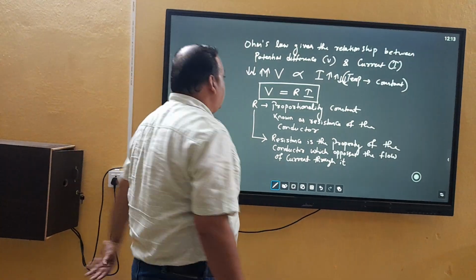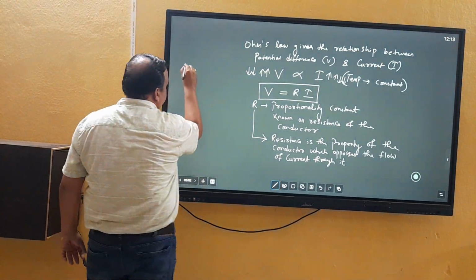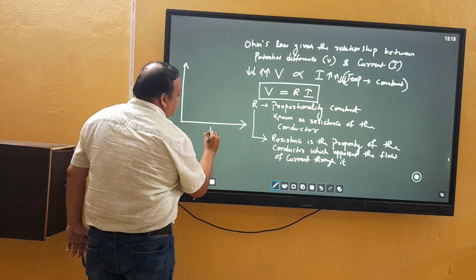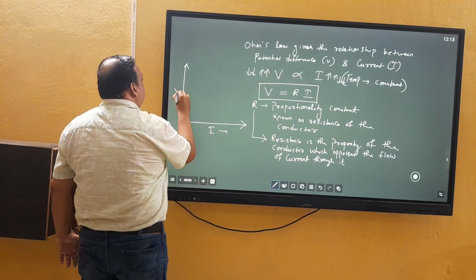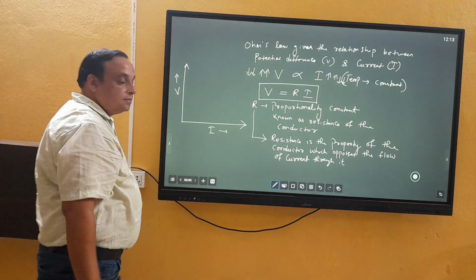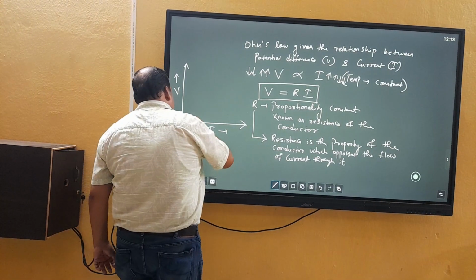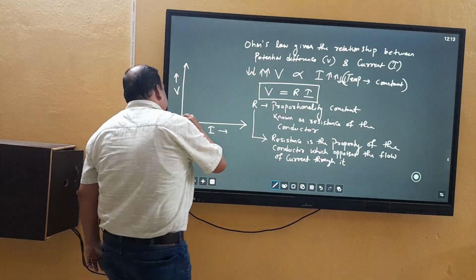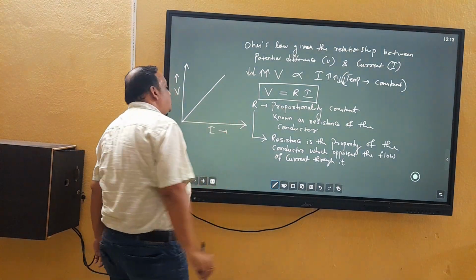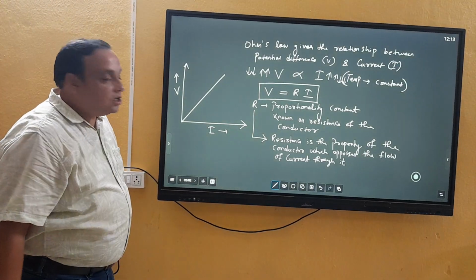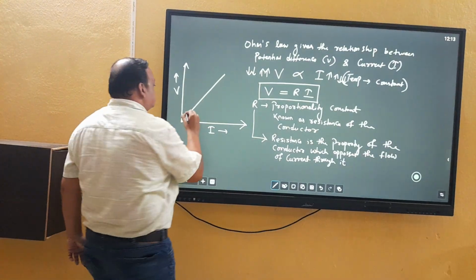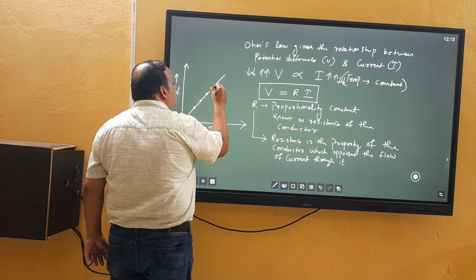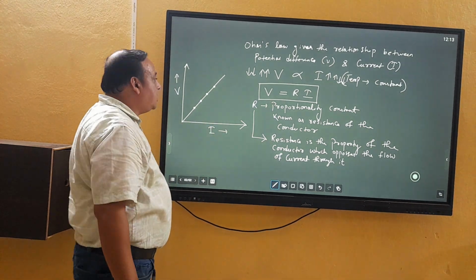Now we go for the graphical representation. Current is taken on the x-axis, potential difference on the y-axis. For a conductor obeying Ohm's law, the graph is linear and passes through the origin. The slope of the graph gives the resistance.